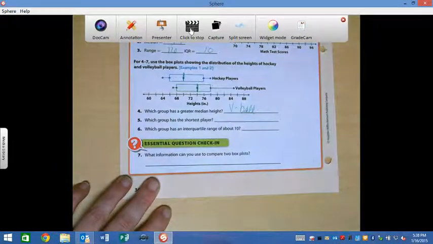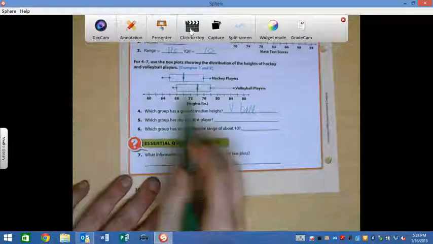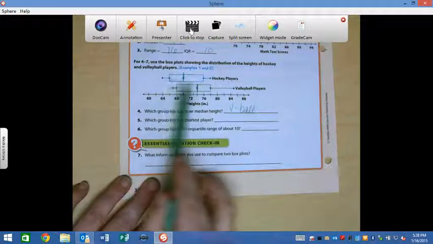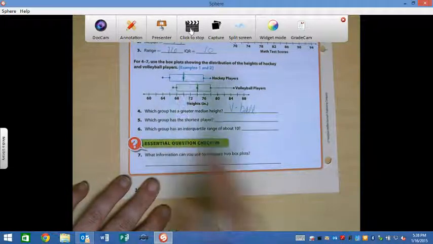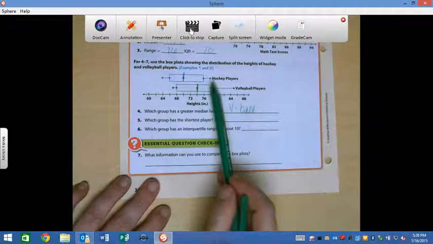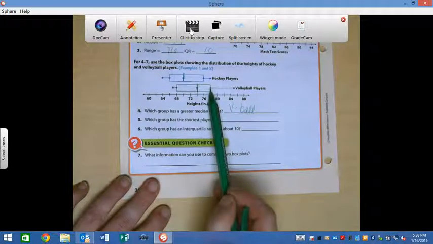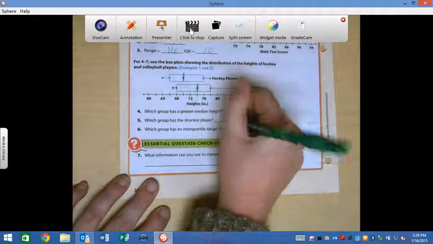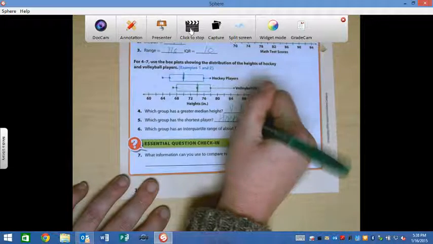5, which group has the shortest players? The shortest players would be your hockey players. Notice how much smaller your range is. Plus, your highest one is only at quartile 3 for the volleyball. So this should be hockey.